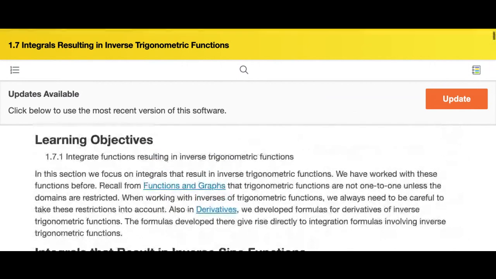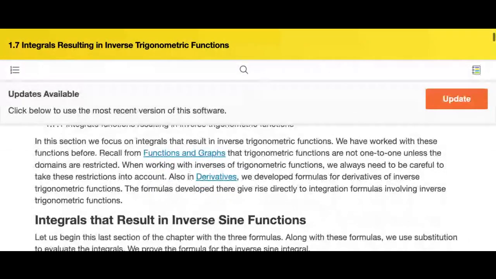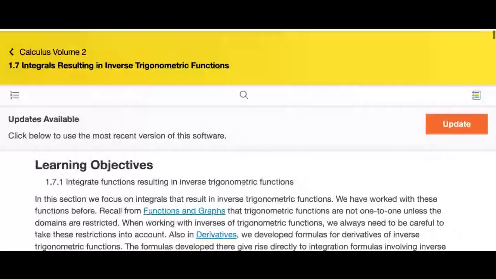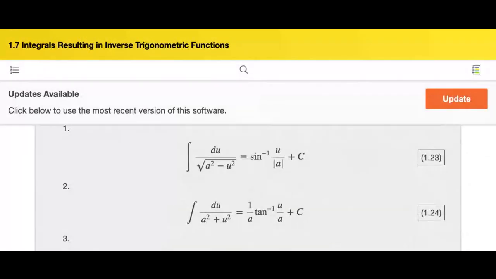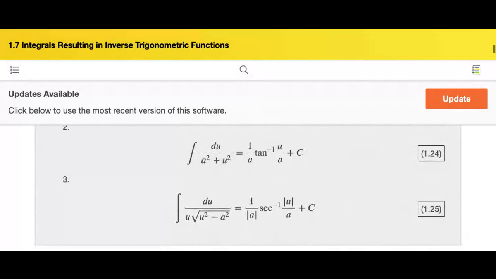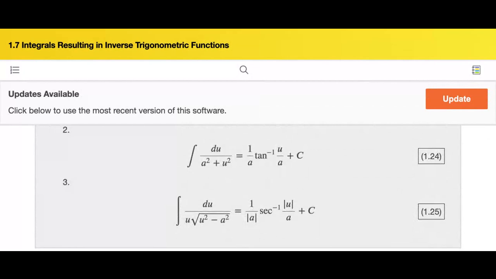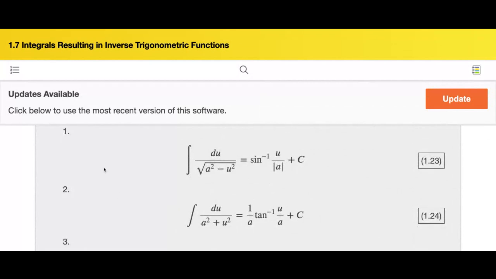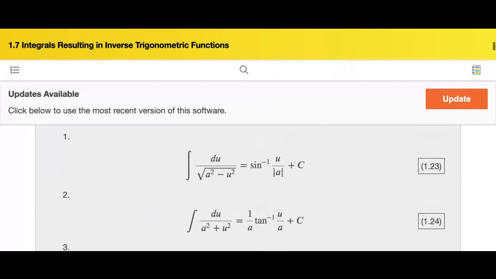All right, so 1.7, integration by inverse functions, inverse trig functions, like arcsine, arccosine, arctangent. So we have to remember these formulas. Okay, let's see, 1, 2, 3. 1, 2. I can remember the first two. I have trouble remembering the third one. Hopefully you can remember all of them. So let's go through this.